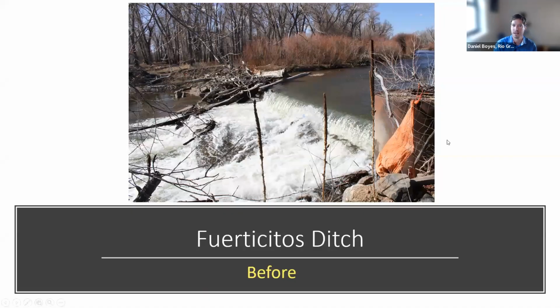So there isn't time today to look at photos of all of these sites, but I wanted to show one example. This is the Fuertecitos Ditch diversion structure before the project was completed. It's made up of sheet metal and concrete rubble. And there are a number of issues with that. One is that you can see that it's a barrier to fish passage, especially for small-bodied native fish on this reach of the river. But it also backs up a lot of sediment, which degrades aquatic habitat. And it also is really problematic for the water users who are having trouble diverting water at low flows.